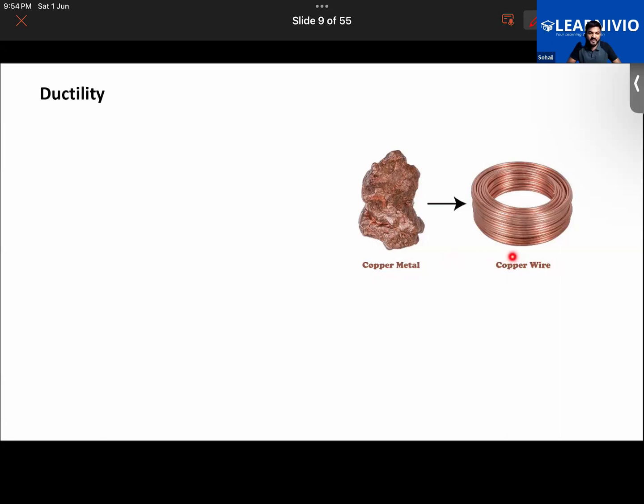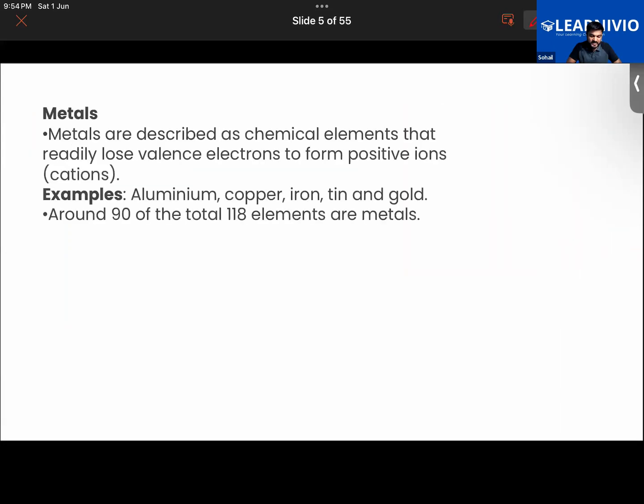Like you have copper wire, even gold wires are also there. And the most useful property about the metals is that metals are hard. Metals are tough and strong. Hard. Right. Good. But the metals are going to remain solid at room temperature, except there are some exceptions also. Like mercury is a metal that exists in liquid state at room temperature, while the majority of the metals exist in solid state at room temperature.